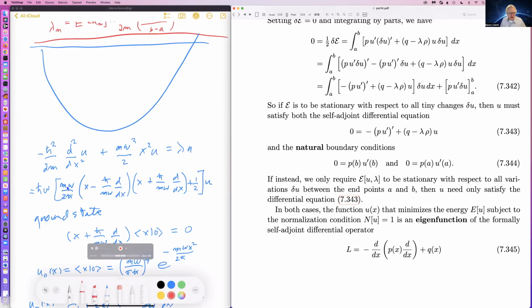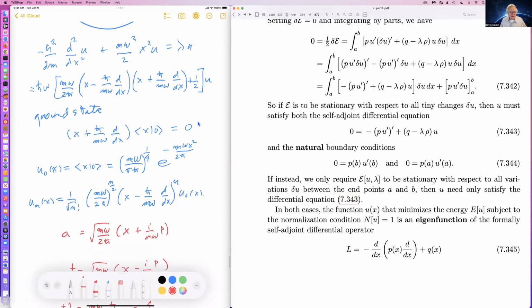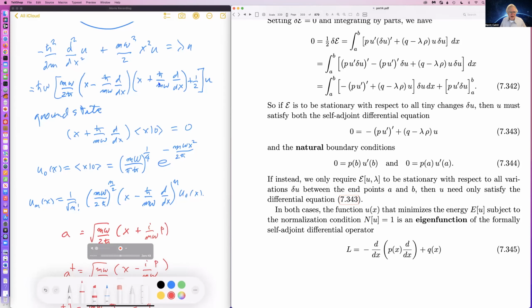You write it as h bar omega times x minus something times d by dx, times x plus something times d by dx, and then plus a half. And the ground state is then given by x plus h bar over m omega d by dx on the ground state wave function is zero. So that's just this thing right here. That differential equation then has a simple solution. It's a Gaussian centered at zero.